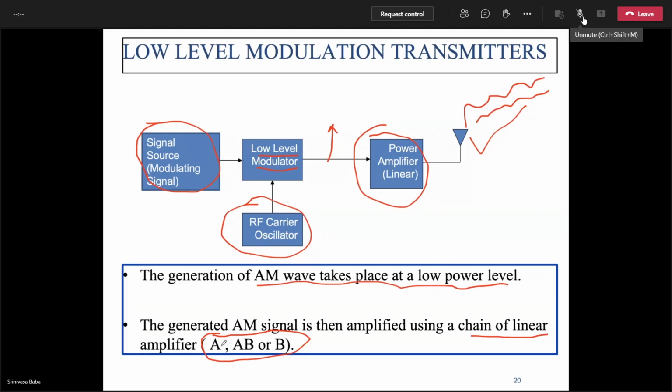Where a class A power amplifier is a linear power amplifier which operates for the entire 360 degrees of the input cycle. Class AB operates between 180 and 360 degrees, and class B operates for 180 degrees of the input cycle. So these are all linear amplifiers. They are considered almost linear amplifiers. So any such linear amplifier can be used as a power amplifier in our case in the block diagram. One of the power amplifiers you can choose, and then it can be used as a power amplifier in our low power AM transmitters. So this is the general block diagram of a low level or low power level AM transmitter.